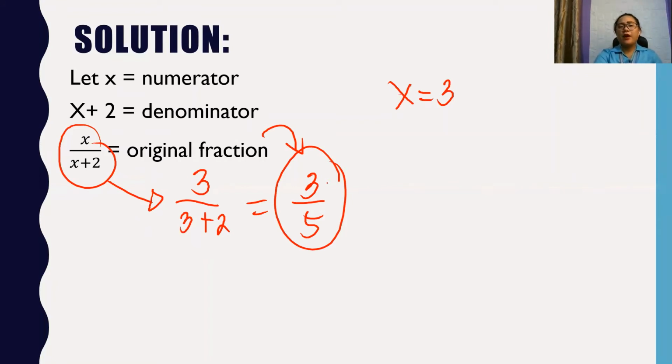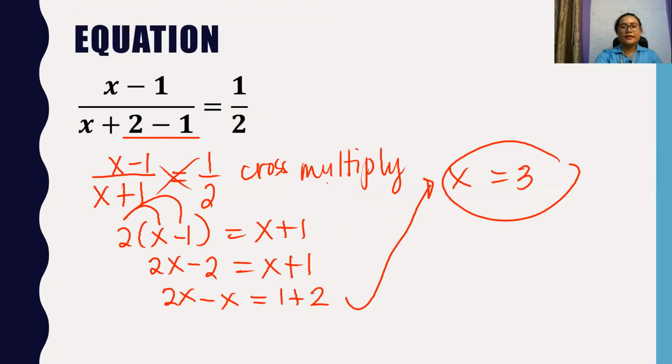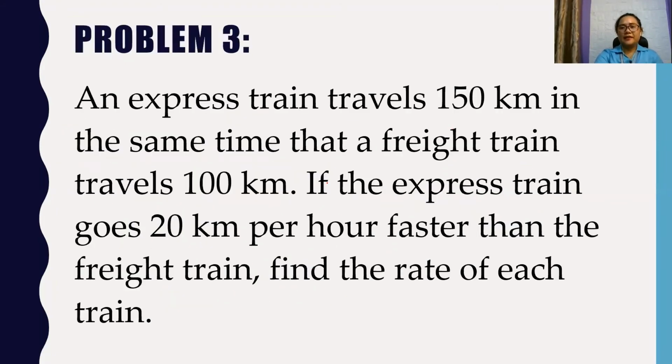Okay, let's have a problem that talks about distance. Okay, so it's about distance or motion problem. So the problem is an express train travels 150 kilometers in the same time that a freight train travels 100 kilometers. If the express train goes 20 km/h faster than the freight train, find the rate of each train. So dalawang train ang nandito.